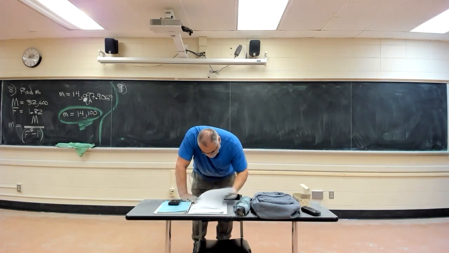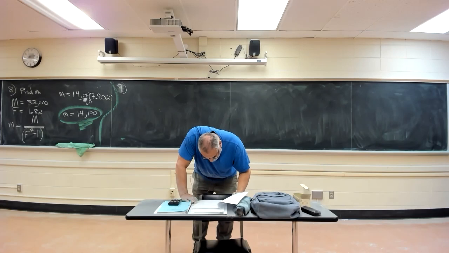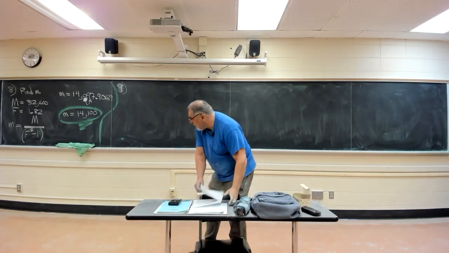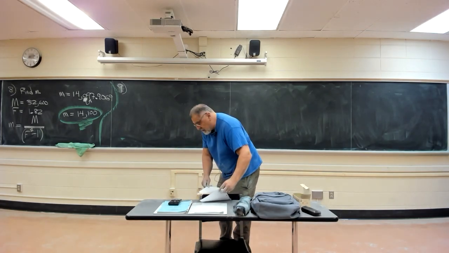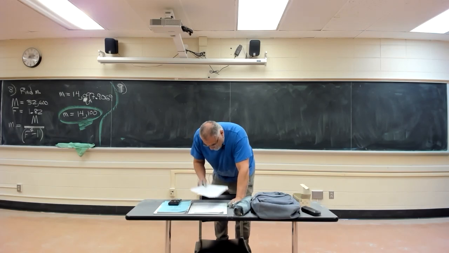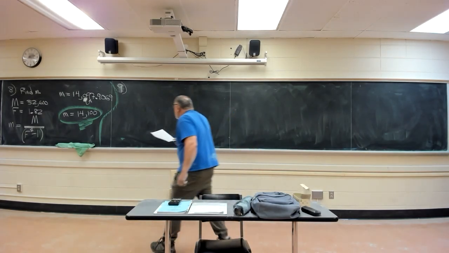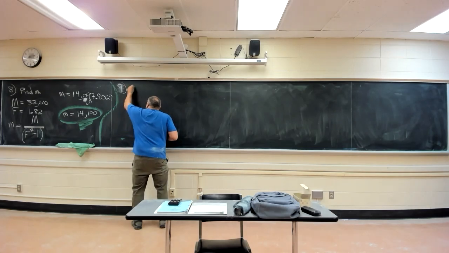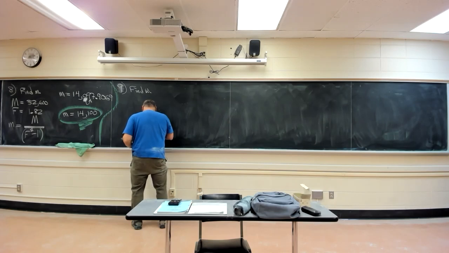Just make sure here, guys. I'm always trying to check this stuff out. Yeah, 14,100, right, rounded to the nearest hundred. Find W, round to hundredths. So you just have to be extremely careful here. Find W, round to hundredths.